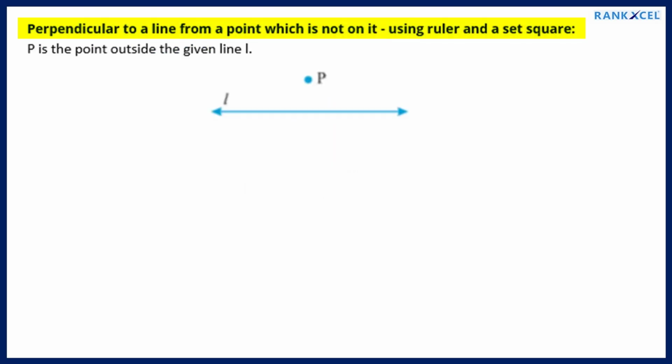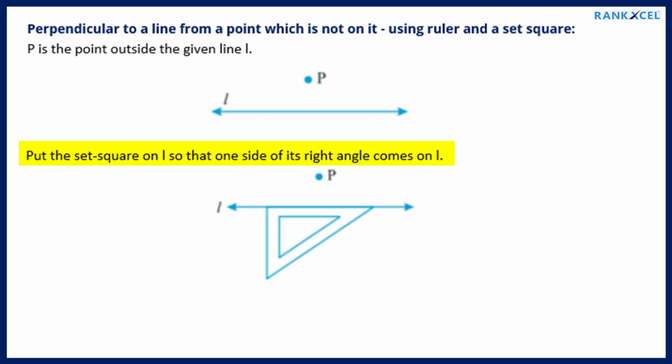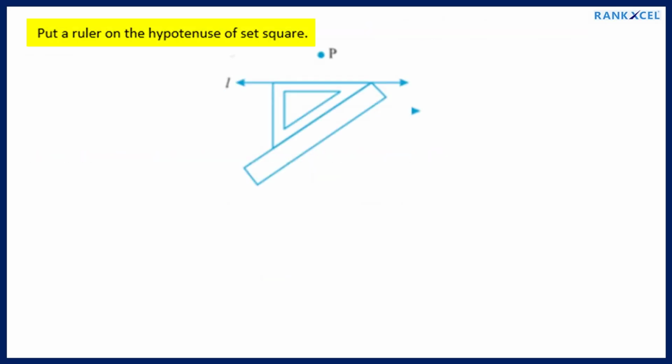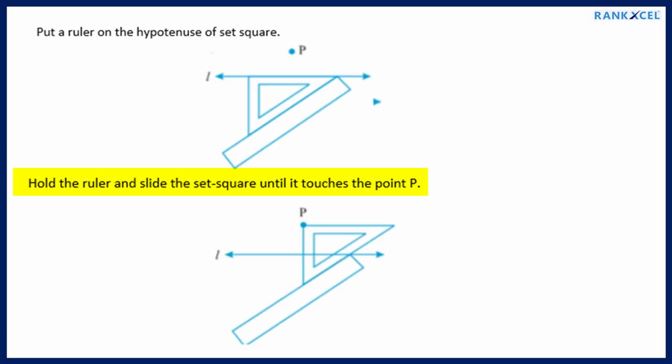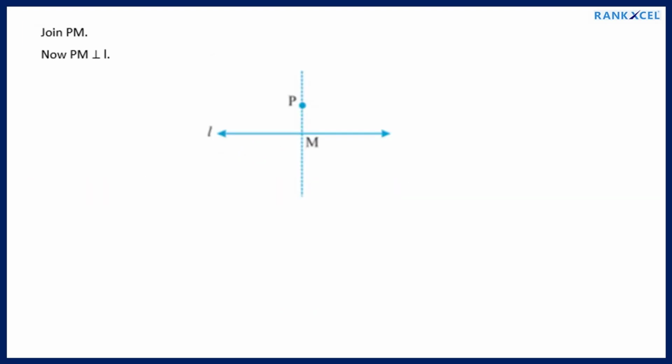Perpendicular to a line from a point which is not on it, using ruler and a set square. P is the point outside the given line L. Put the set square on L so that one side of its right angle comes on L. Put a ruler on the hypotenuse of set square. Hold the ruler and slide the set square until it touches the point P. Join PM. Now PM is perpendicular to L.